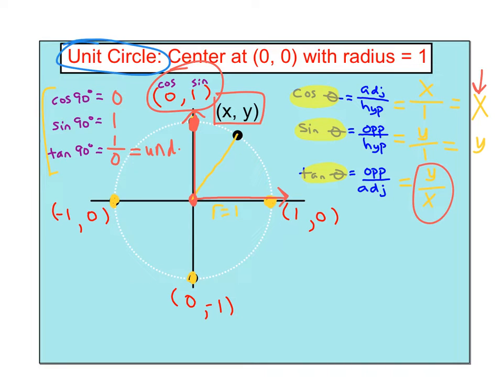Now, what that means for us is that for any other point, let's say we had some other triangle in there, and there just happen to be some random x and y coordinates of that point, the sine would be the y-coordinate and the cosine would be the x-coordinate. So let's talk about how we're going to use this.